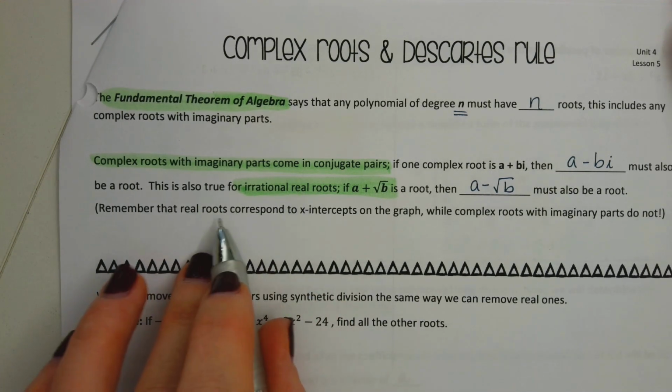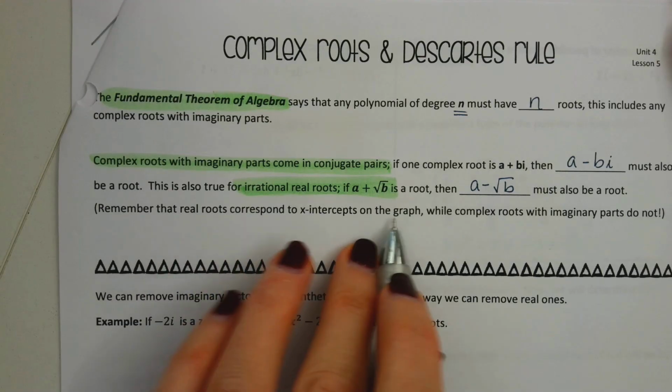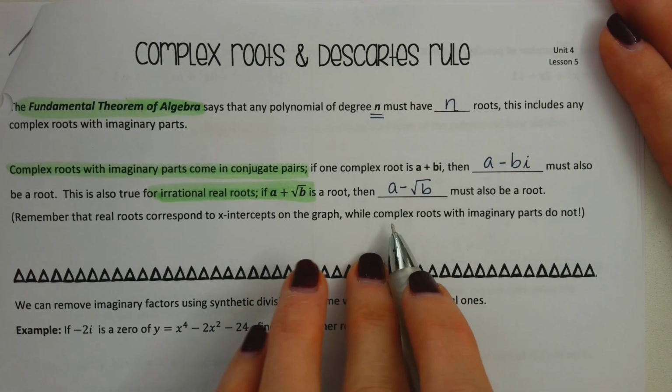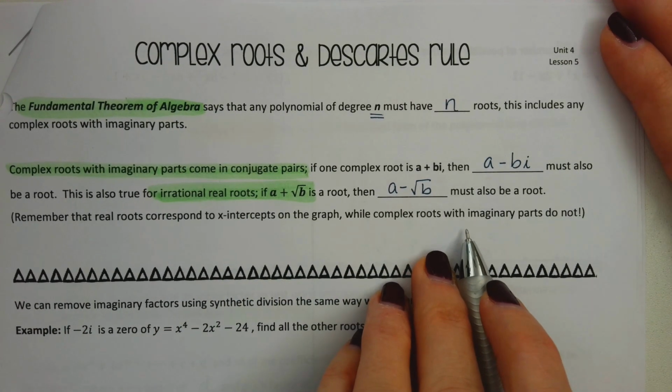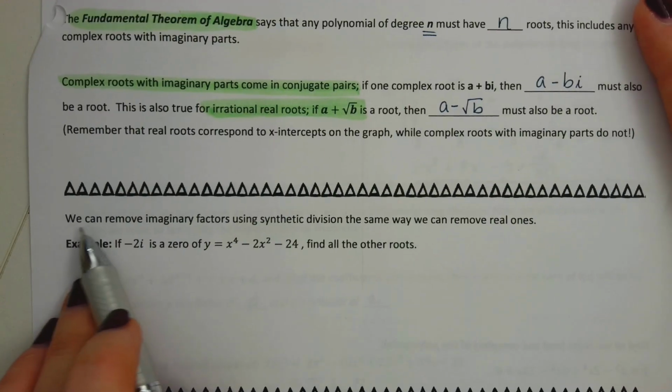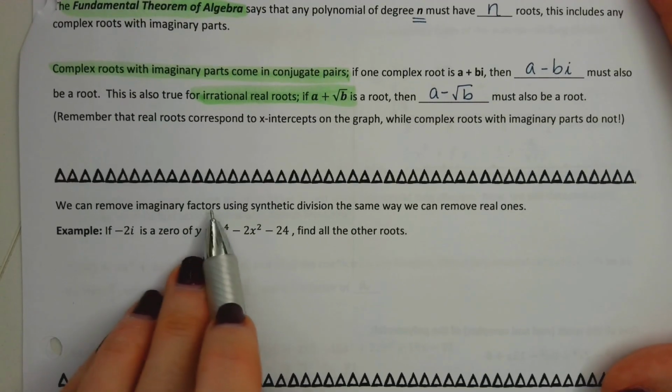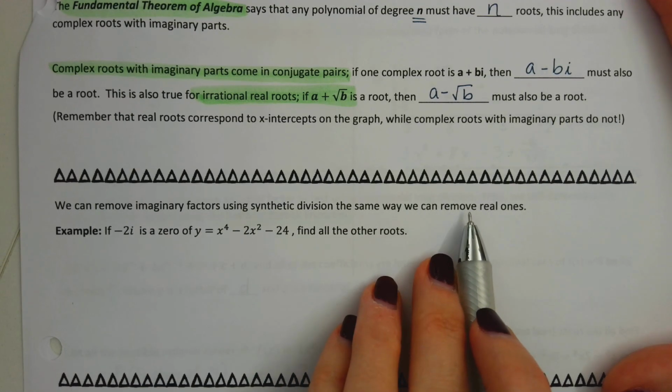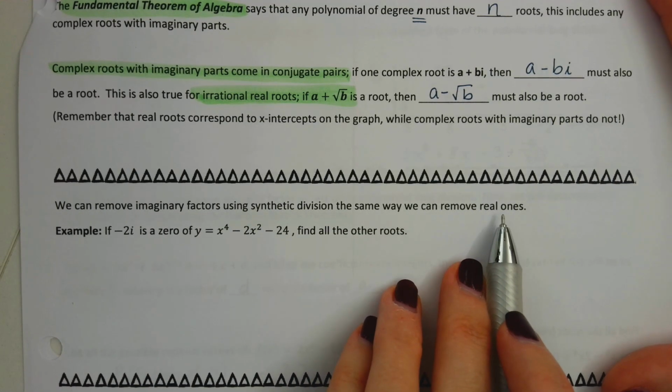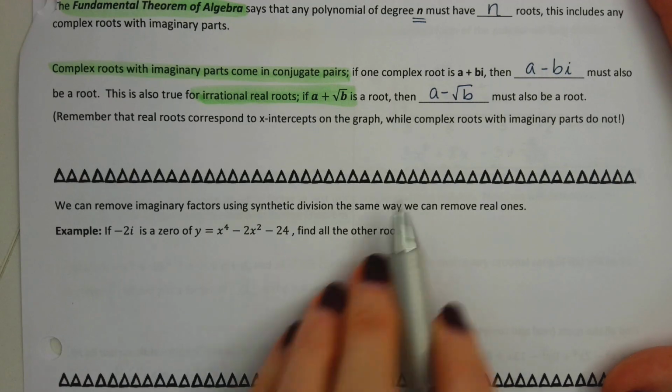Thank you. All right, real roots correspond to x-intercepts on a graph. Complex roots do not. They don't have x-intercepts on a graph. You can actually take out imaginary roots using synthetic division the same way you remove real ones. Okay? It just involves some work with an i, which we know how to work with.